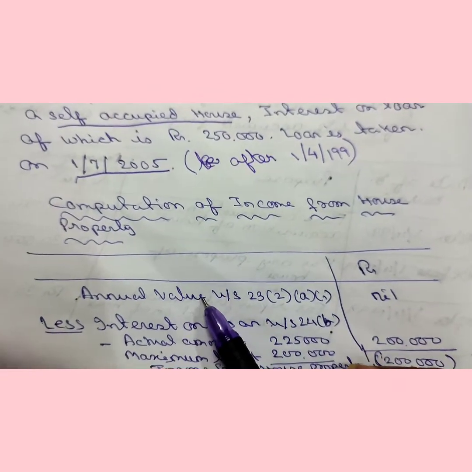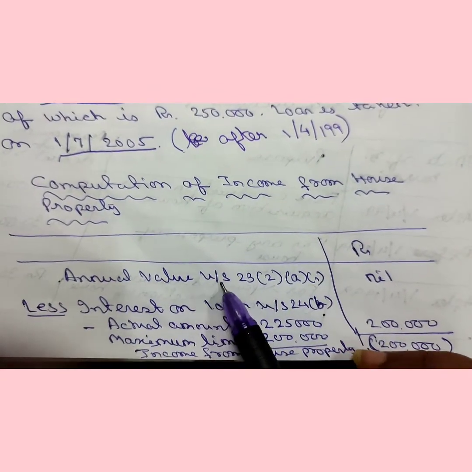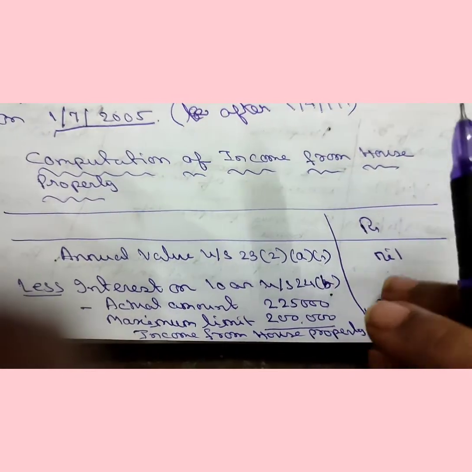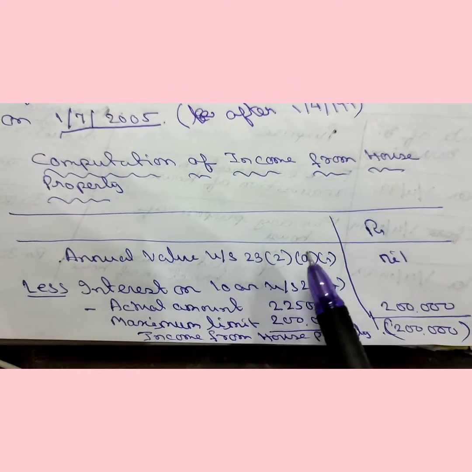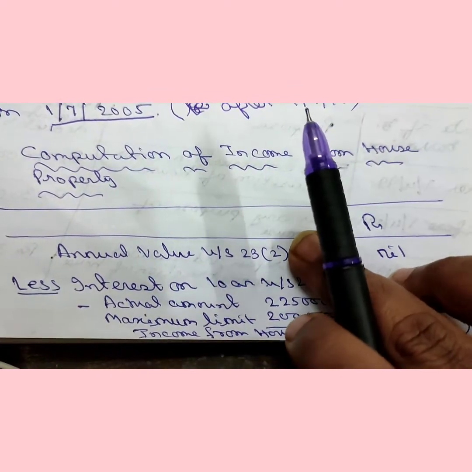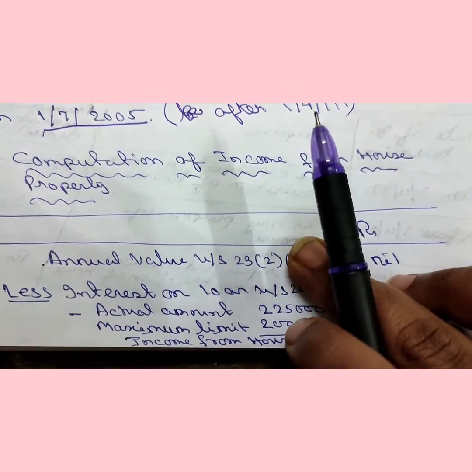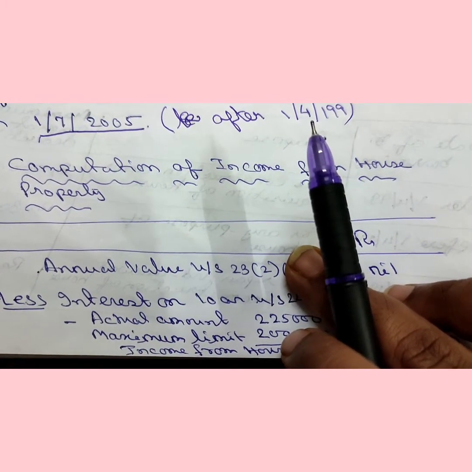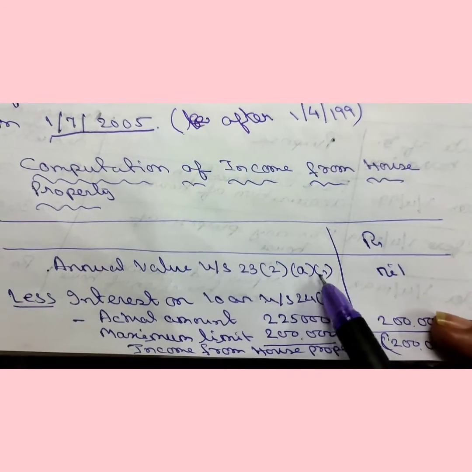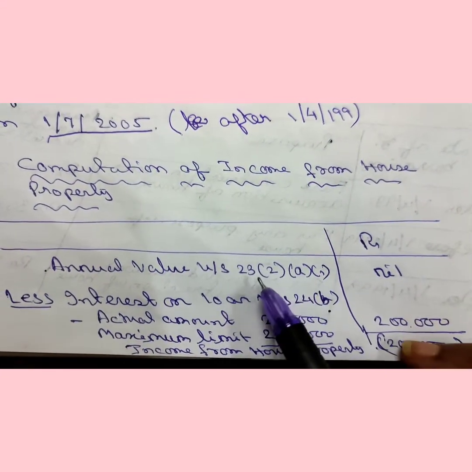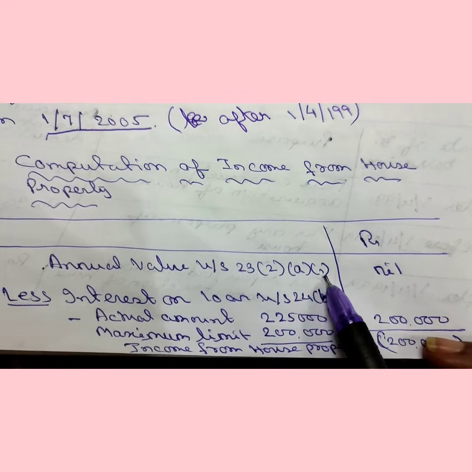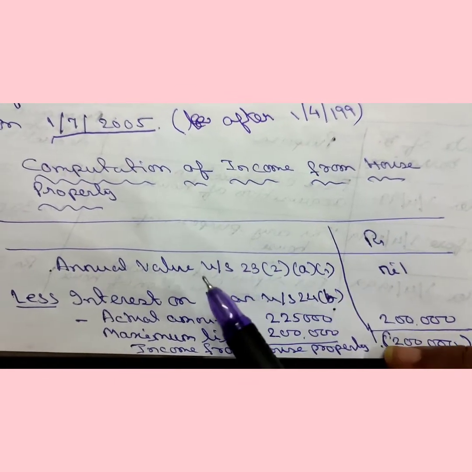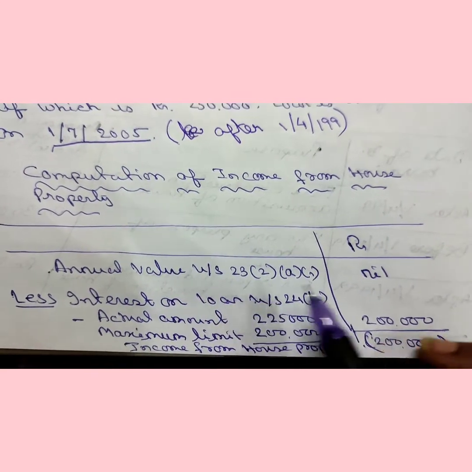This is a self-occupied house property. So annual value under section 23 subsection 2 clause A clause 1. Now for annual value of a self-occupied house, we can say this is 23 subsection 2, but there are different types of self-occupied property that are not included in your syllabus. So the subsection or clause are there. Okay, 23 subsection 2 clause A clause 1, you may write it or you may not write it.